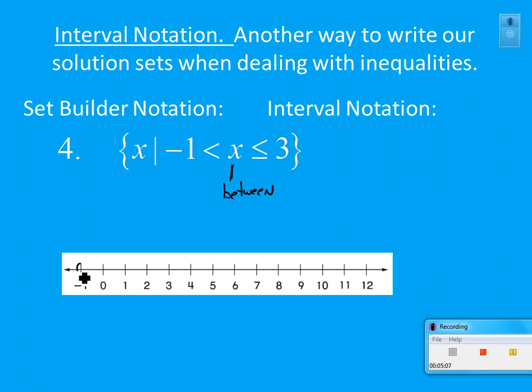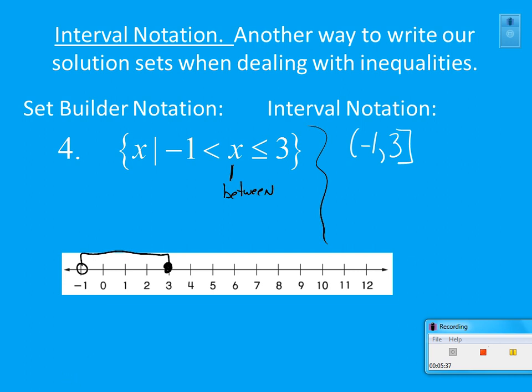Here's what the graph's going to look like. On negative 1, I got an open dot. And on 3, I have a closed dot. And then I have all the numbers between. I like interval notation the best in this case. To show numbers between negative 1 and 3, not including negative 1, including 3, I'm going to have a parenthesis on the negative 1, comma, a 3 with a bracket on it. This means don't include negative 1, but include 3. So closed dot, bracket; open dot, parenthesis.